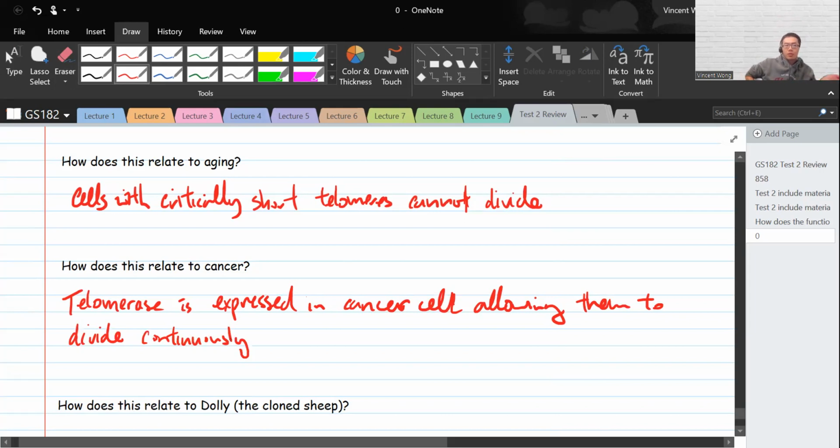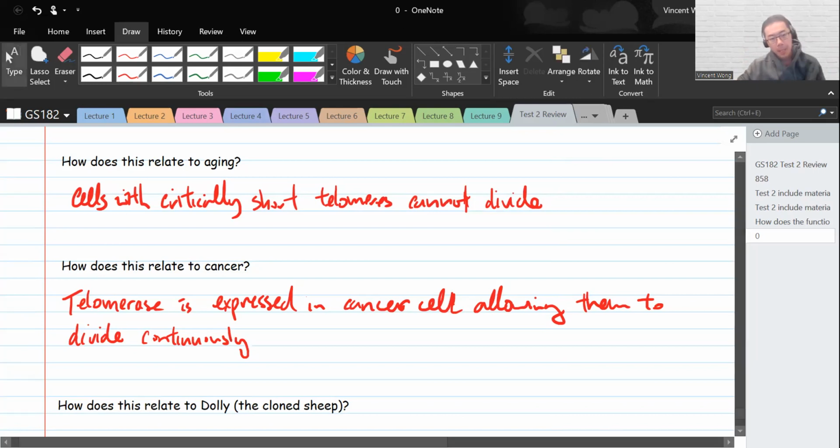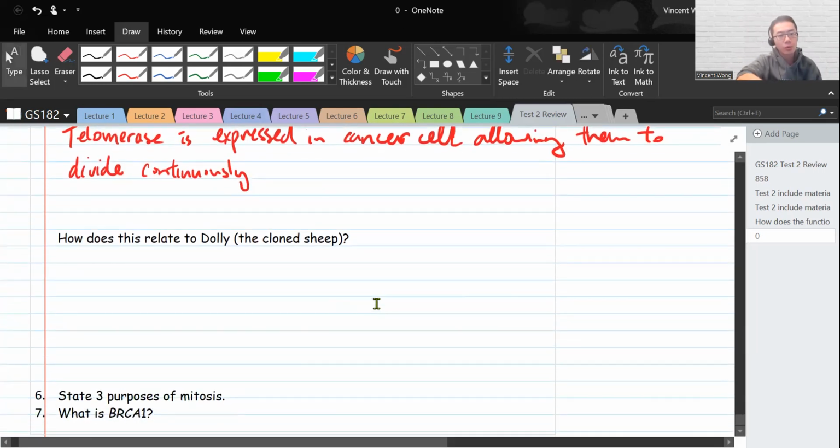Normally, if you divide too much, the telomeres get short and you won't be able to divide when you reach the threshold. But in this particular case, because they have telomerase, it just keeps on re-lengthening the telomeres. Okay. If you look at the telomeres of cancer cells, they are very long. Okay. How does this relate to Dolly, the clone sheep?